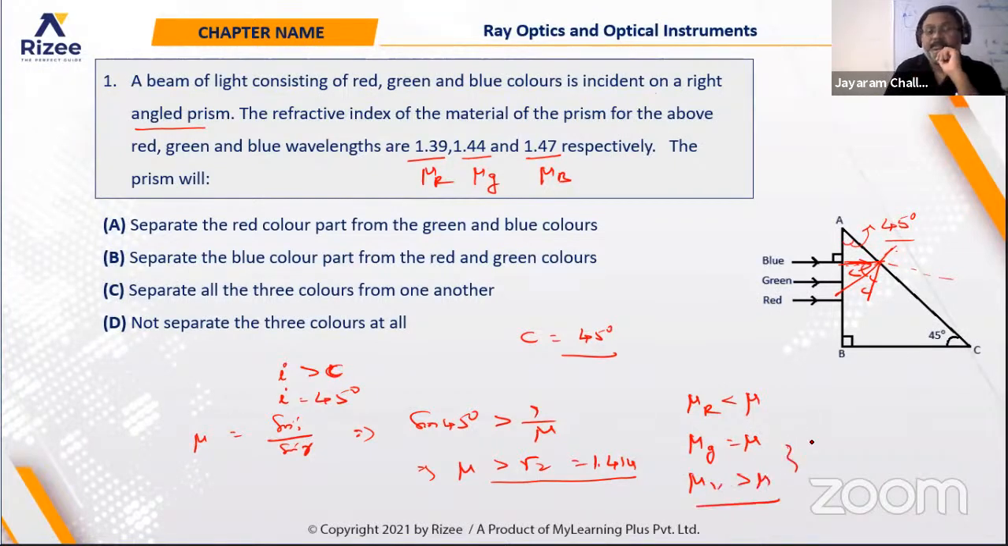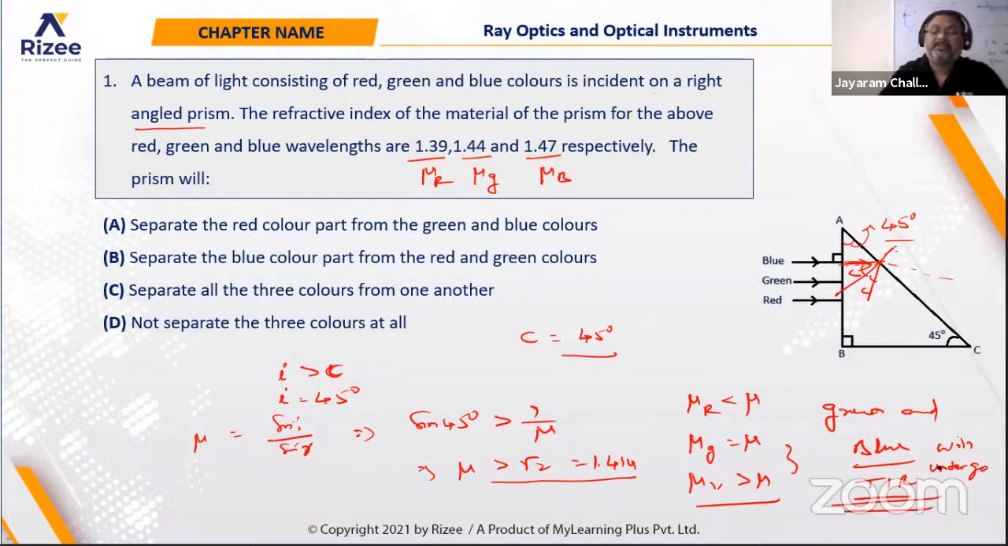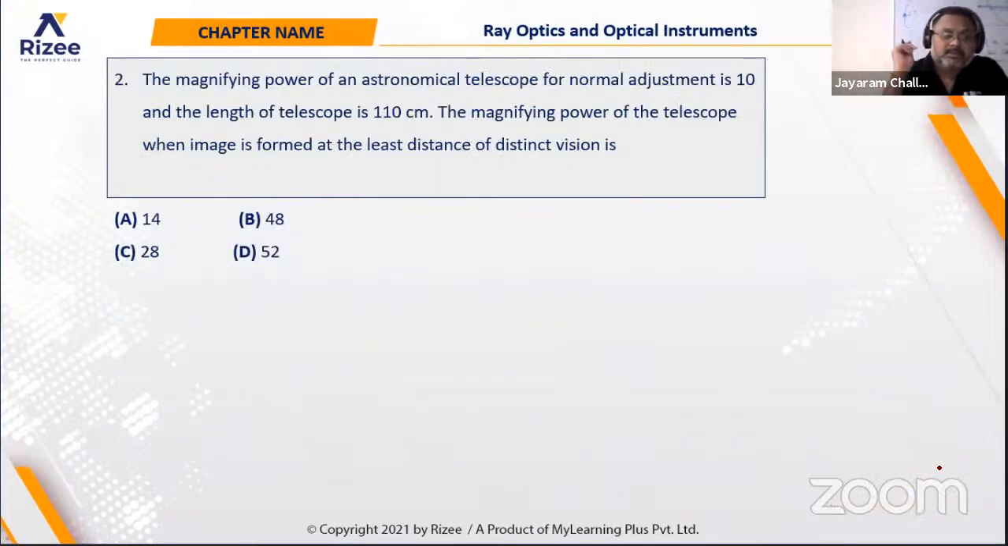That means your green and blue lights will undergo TIR. They will undergo total internal reflection. Okay.